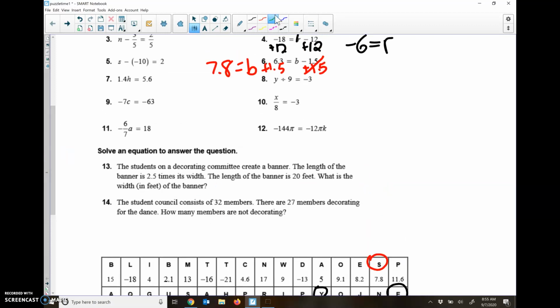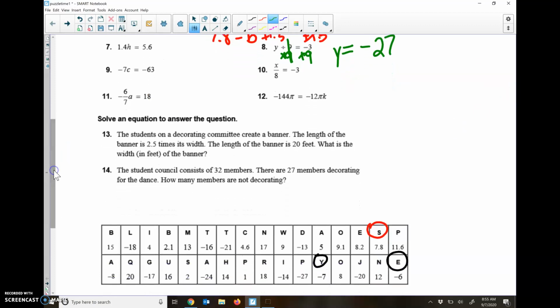Number 8, it says y divided by 9 equals negative 3. Since it's divided by 9, I'm going to do the opposite, and I'm going to times by 9. So those cancel out, and then y equals negative 3 times 9, which is negative 27. So if I look for negative 27, it's right there.